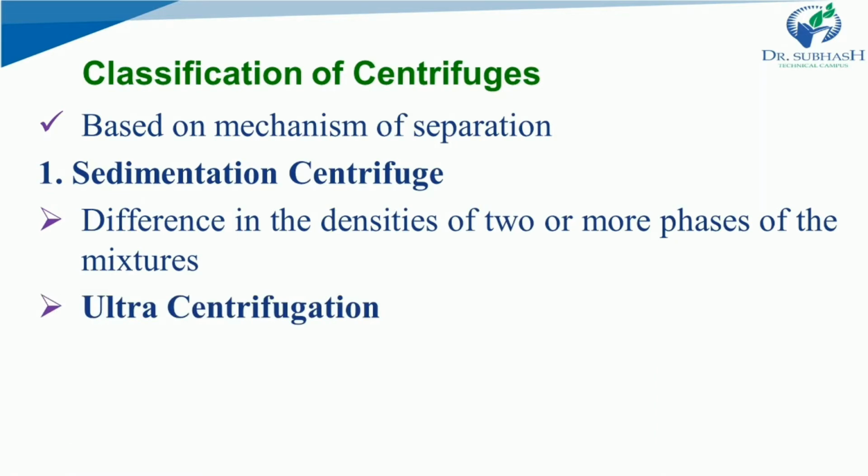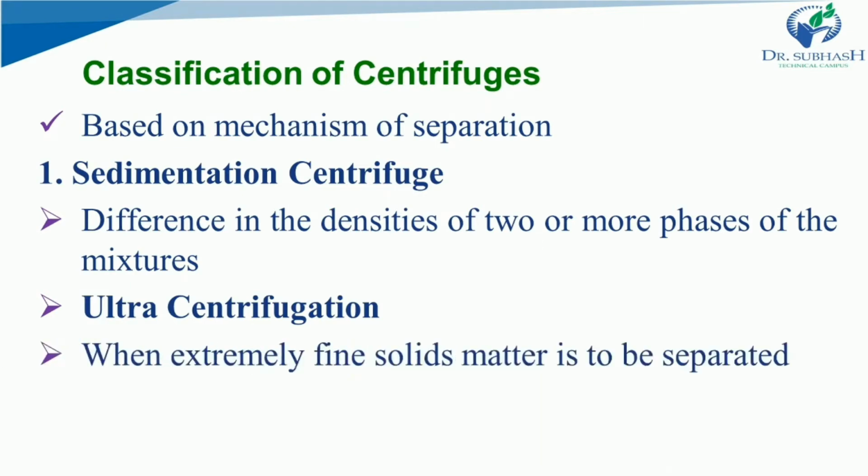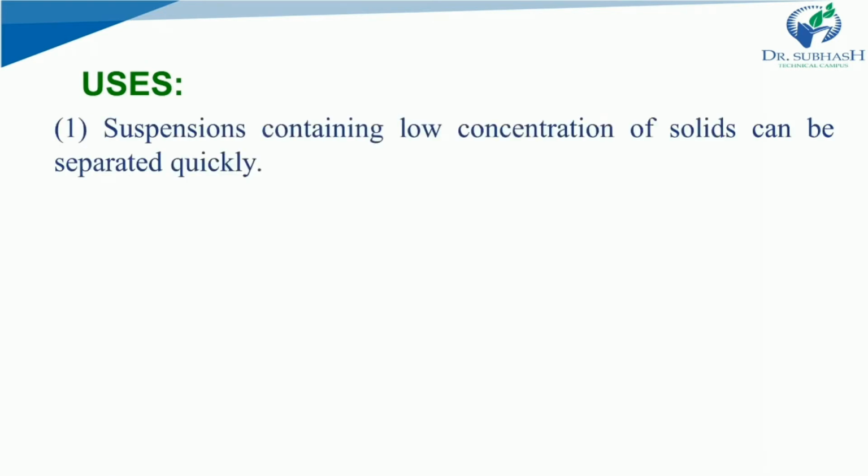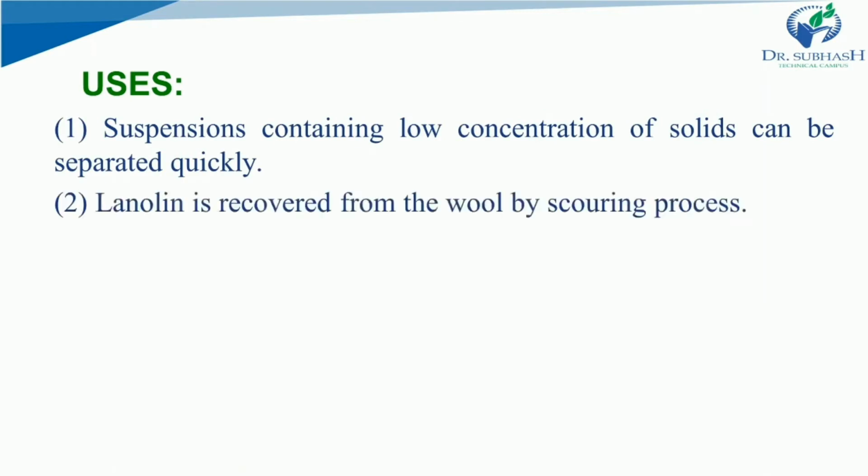Here in ultracentrifugation, you try to get a more pure separation. Compared to simple centrifuges, you get more purity with the ultracentrifugation method when extremely fine solid matter is needed to be separated. What are the uses of these both? First, a suspension containing a low concentration of solid can be separated quickly. Lanolin is recovered from the wool by the scouring process. We will discuss this process deeply.